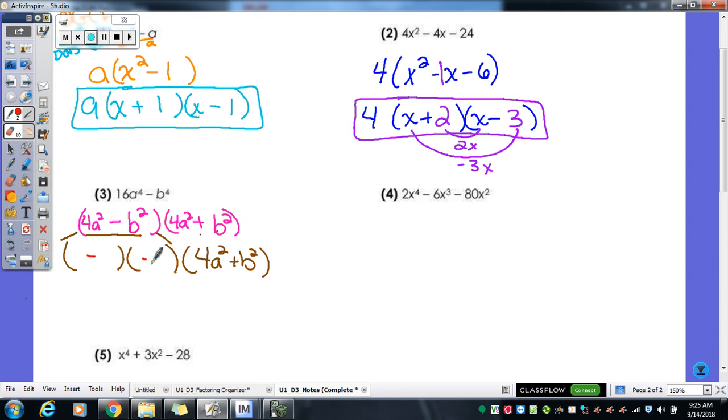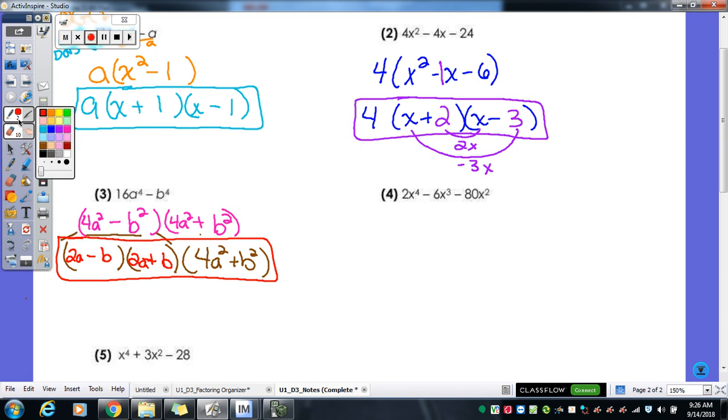So again, one's negative, one's positive. Square root of 4 is 2, and then it's got an a. And then our last terms will be b. And now we're done. Now we don't have any more dots. A few more. Number 4.